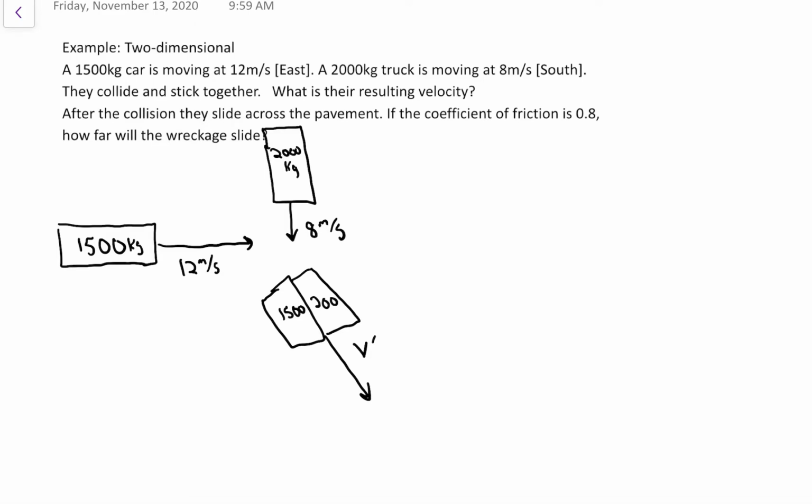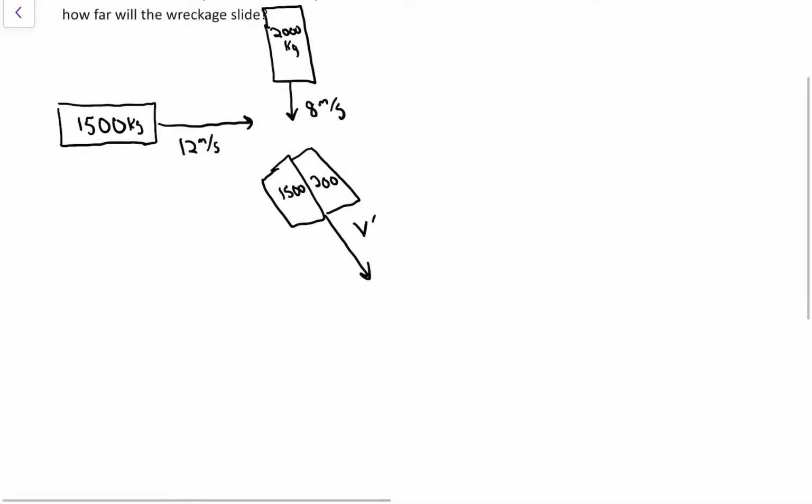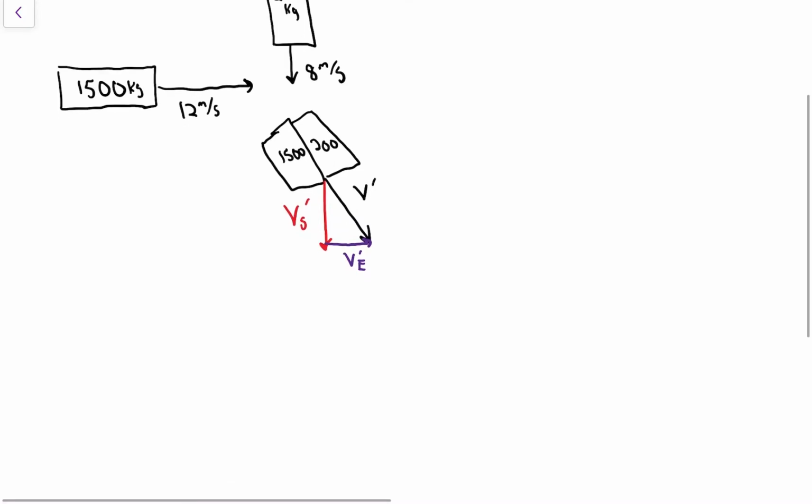We're going to tackle this with components. It doesn't matter what order we tackle them in, but our wreckage has got some southward component here and some eastward component here. I'm going to call this VE prime and VS prime. Let's start with the east-west component.